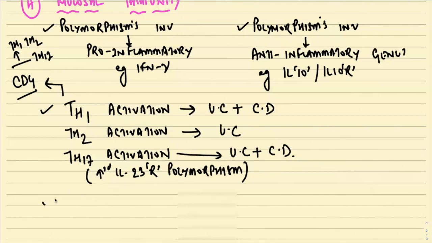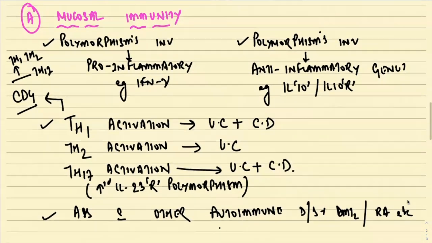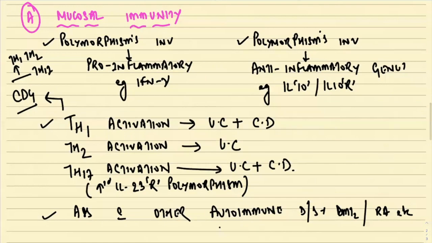And these alterations that we see, that is polymorphisms in the pro-inflammatory genes and polymorphisms in anti-inflammatory genes, are also shown to be associated with other autoimmune diseases, like diabetes mellitus, rheumatoid arthritis, or psoriasis, etc. So this was the first pathogenic point, that is mucosal immunity. Any doubts with regards to mucosal immunity?